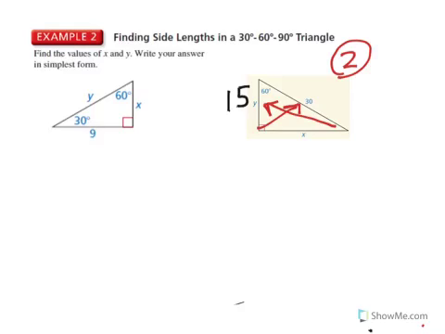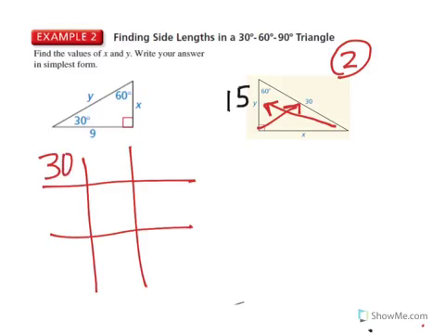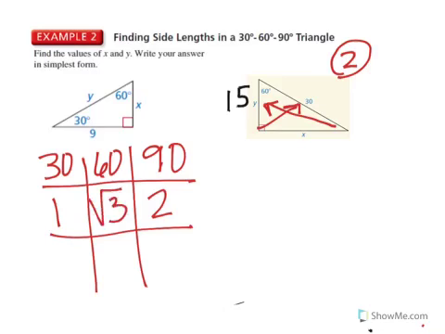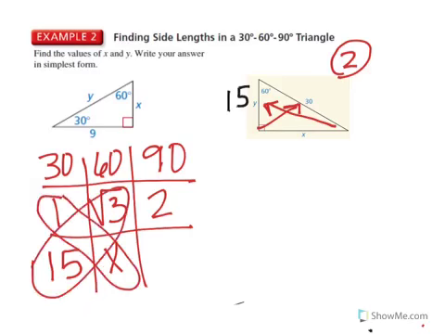Okay, I'm going to put my tic-tac-toe board back. 30, 60, 90. 1, 2, square root of 3. Okay, we know that underneath our 30-degree side it is 15. Under our 90 was 30, but I'm going to go ahead and use this one right here to cross multiply to solve for x. So I'm going to cross multiply these.